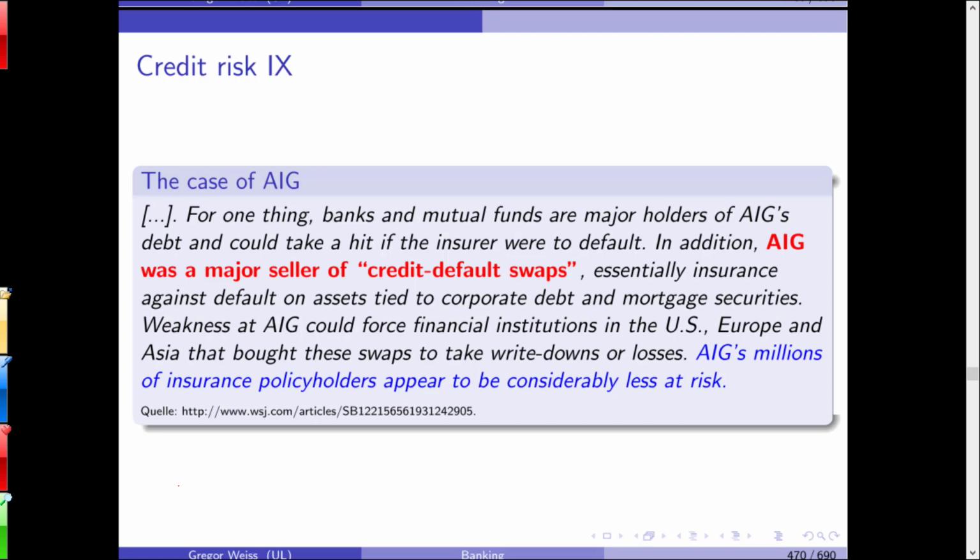And this is described here by the Wall Street Journal. For one thing, banks and mutual funds are major holders of AIG's debt and could take a hit if the insurer were to default. In addition, AIG was a major seller of credit default swaps, essentially insurance against default on assets tied to corporate debt and mortgage securities. AIG's millions of insurance policyholders appear to be considerably less at risk. Well, it wasn't the insurance business that got AIG into trouble.